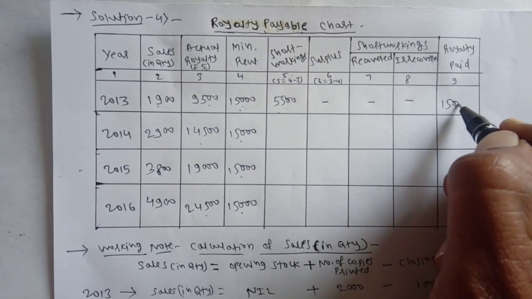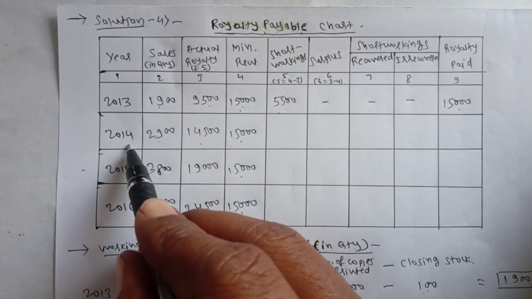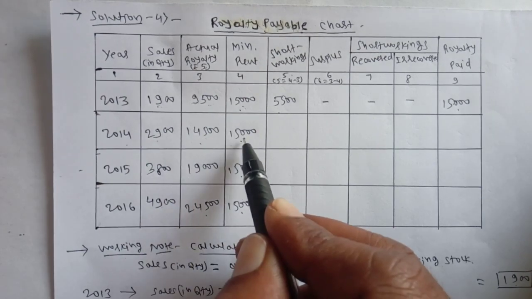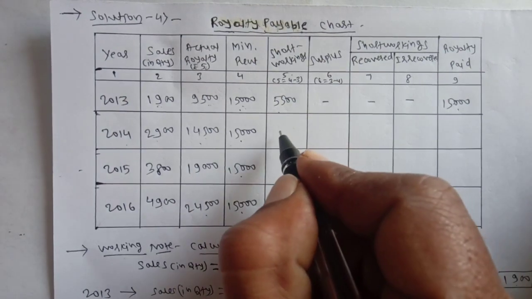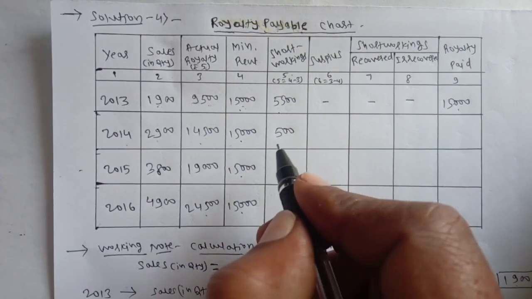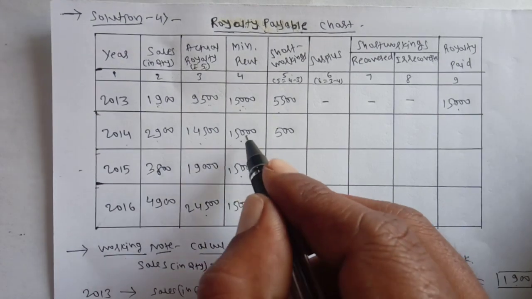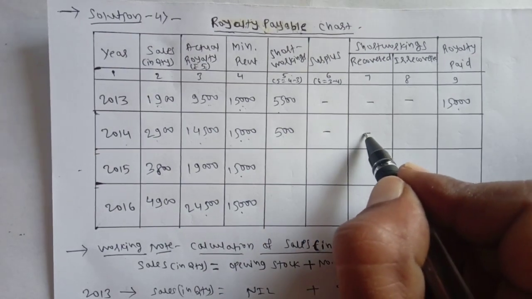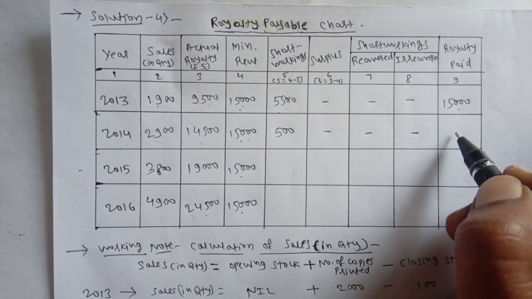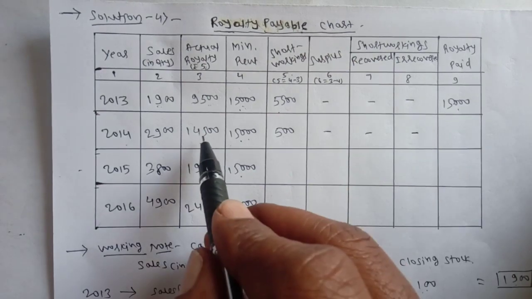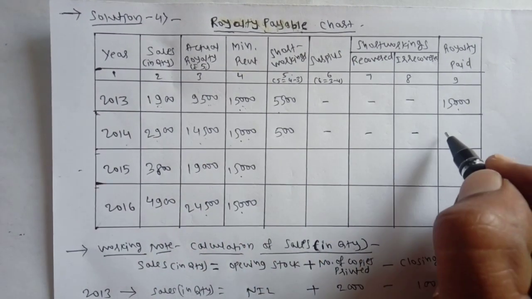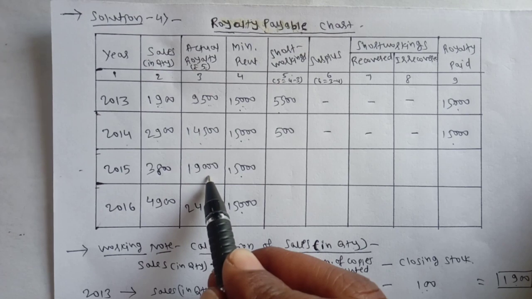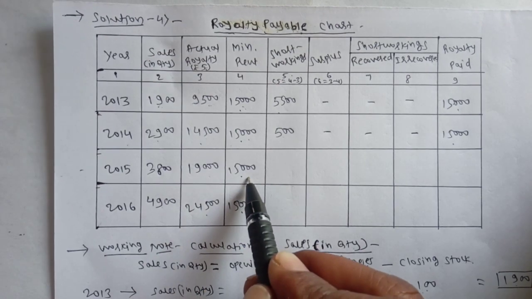So 15,000. In 2014, actual royalty is 14,500 and minimum rent is 15,000, so there is short workings, because actual royalty is less than minimum rent. 500 is short workings. There is no surplus, no recovered, no irrecovered. Actual royalty payable is whichever is higher, so 15,000 is higher.